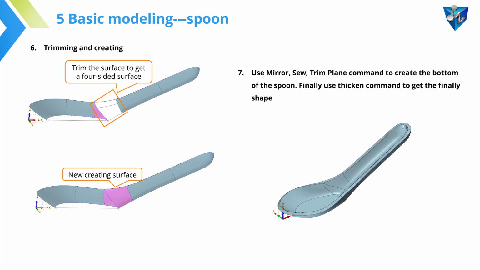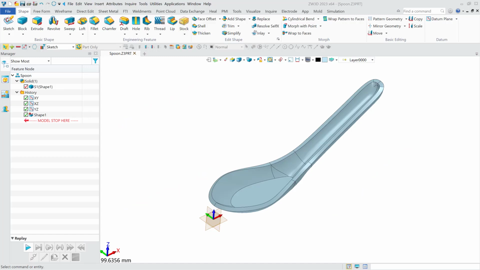Next, use the mirror, sew, and trim plane commands to create the spoon. Finally, thicken it. Okay, after a brief introduction about how to use the surface command to design the spoon, let's move on to ZW3D to show more detail to you.